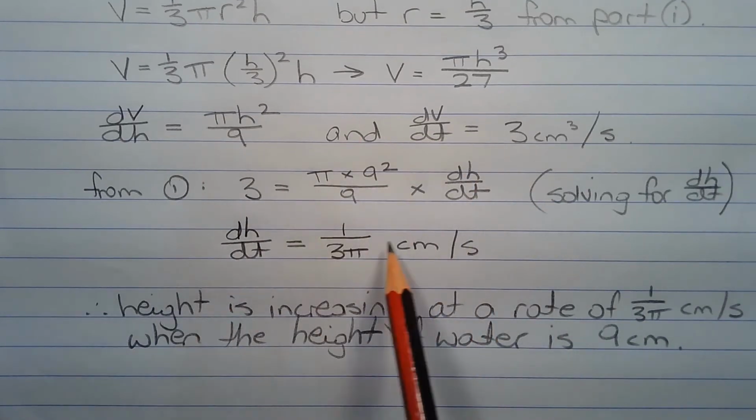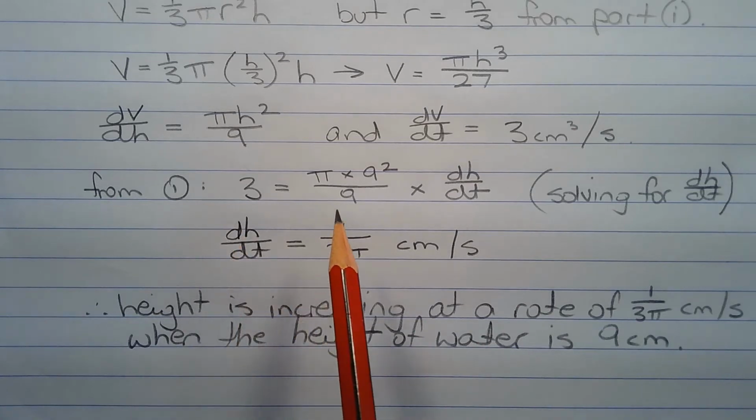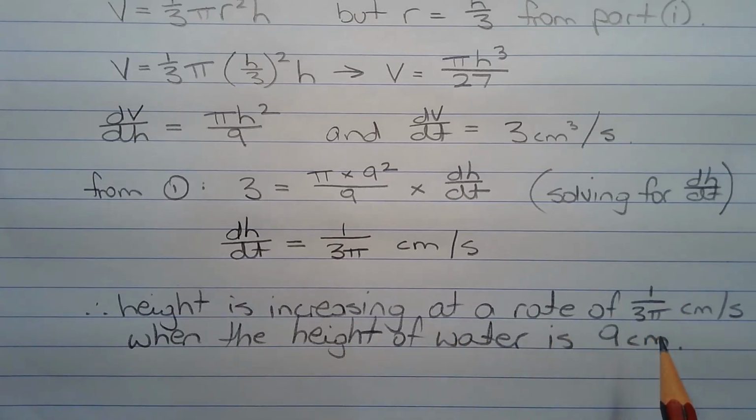So rearranging this equation to make dh/dt the subject, we get dh/dt is equal to 1 over 3 pi centimeters per second. Therefore, the height is increasing at a rate of 1 over 3 pi centimeters per second when the height of water is 9 centimeters.